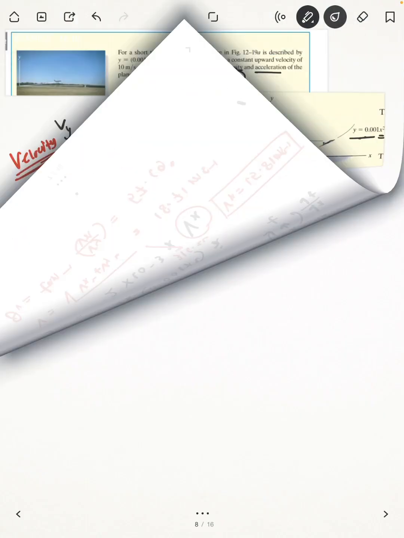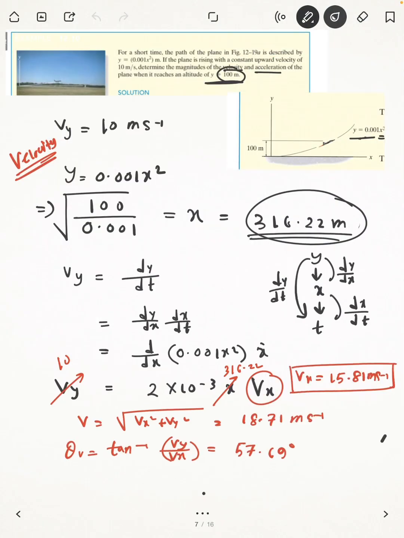Similarly, what should ay be? It's d by dt of vy. So vy is 10, so it should be 0. Remember, that means ay is 0. So what should be ax? Ax should be d by dt of vx.